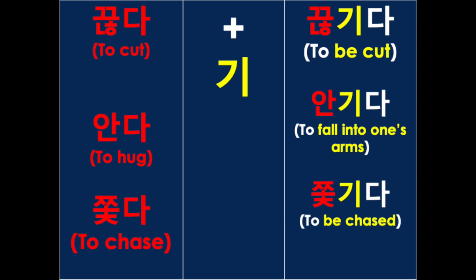Finally, we have the last passive voice suffix 기. 기 is conjugated with the verb 끊다, which means to cut, to make the passive voice. So 끊다 becomes 끊기다, which means to be cut, the passive voice form. 안다 becomes 안기다, and 쫓다 becomes 쫓기다. 쫓다 means to chase, and 쫓기다 means to be chased, which is a passive voice form.